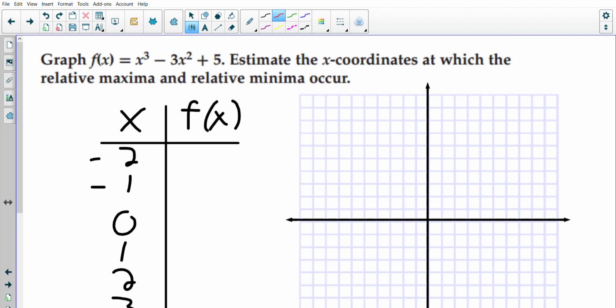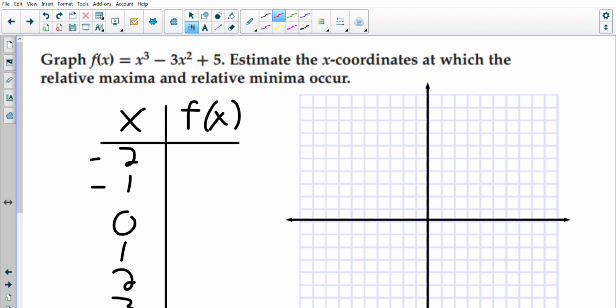And now relative max and relative min are about the max. Now we can't tell exactly based on a rough draft, but you can kind of estimate. So let's plug this in here. It doesn't say anything about finding zeros, so we're just looking for relative max and min. So again, all these coordinates can be plugged in.